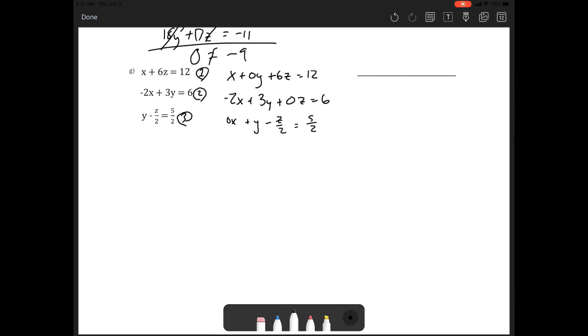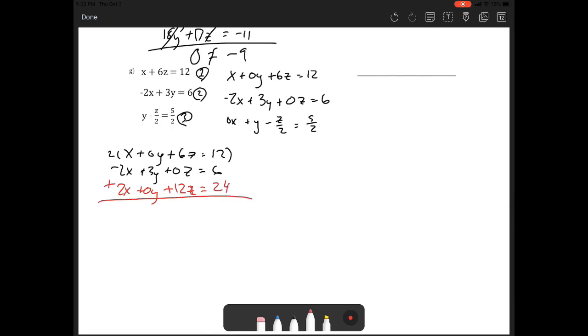Okay, so we're going to do the first equation and the second equation. So x plus 0y plus 6z equals 12. And then we'll have negative 2x plus 3y plus 0z equals 6. We'll multiply this first equation by 2. And we'll move it down in red. So I'll have 2x plus 0y plus 12z equals 24. We're going to add those. Those will cancel. I'll end up with 3y plus 12z equals 30. Perfect. So that's my fourth equation.